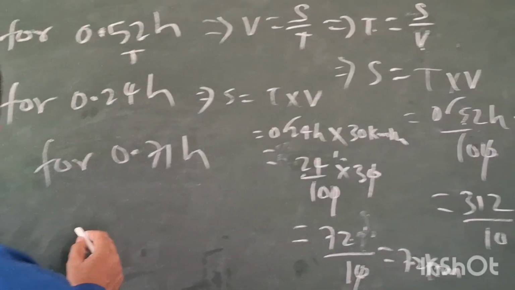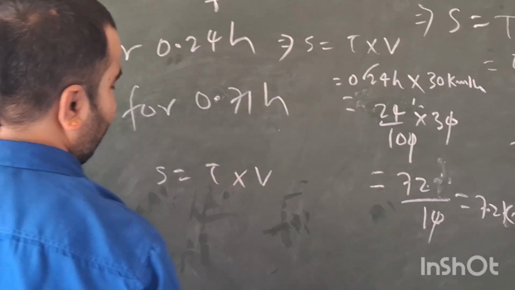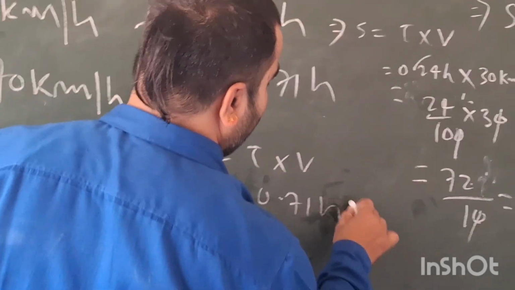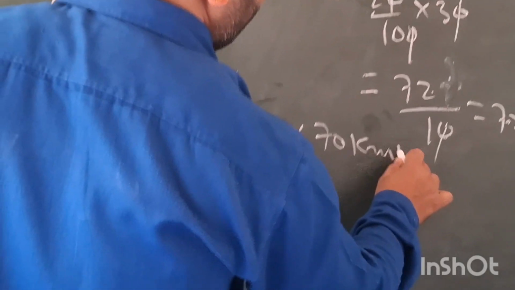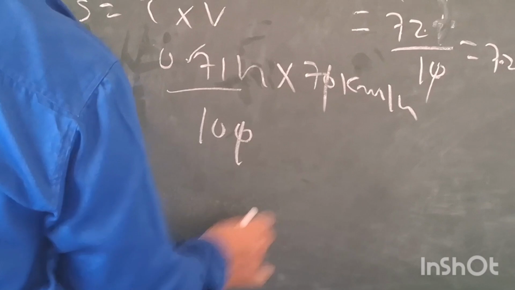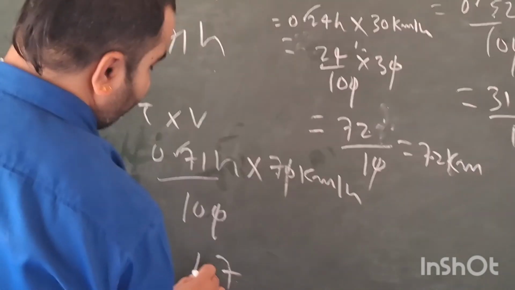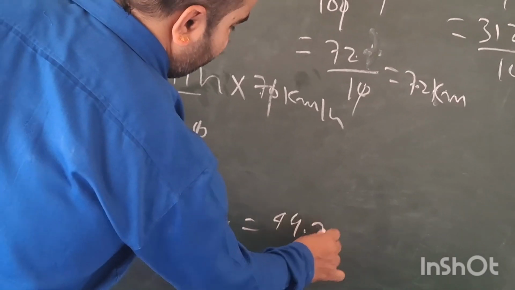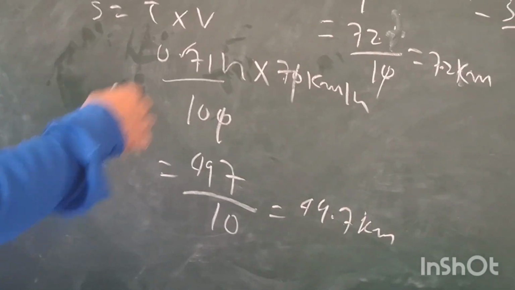Now in this case again, S is equal to T into V. T is 0.71 hour multiplied by 70 kilometer per hour. Remove the decimal, zeros cancel out. 7 ones are 7 and 7 sevens are 49, divided by 10. You will get 49.7 kilometer.